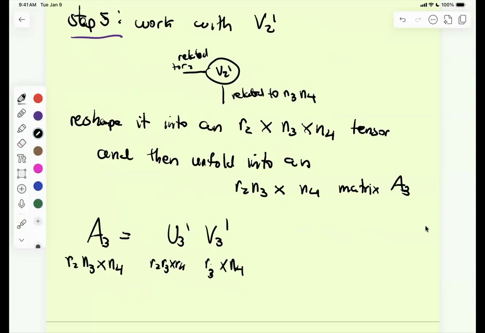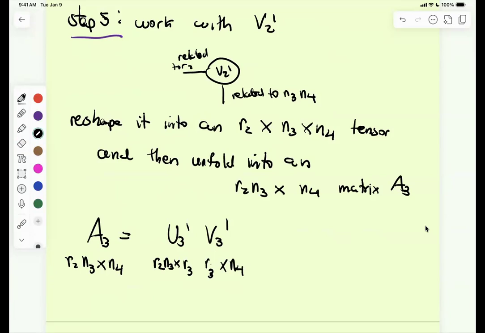Wait, oh, in fact, okay, this is the entry. This is what messed me up, because I wrote R3 here and that's why I got confused. Yeah, it's R2 and 3. Okay, thanks. R2 and 3 times M4, times R3. No, it all makes sense.